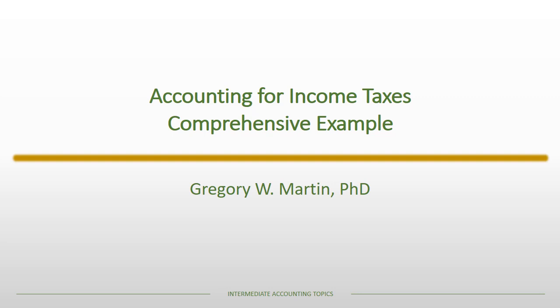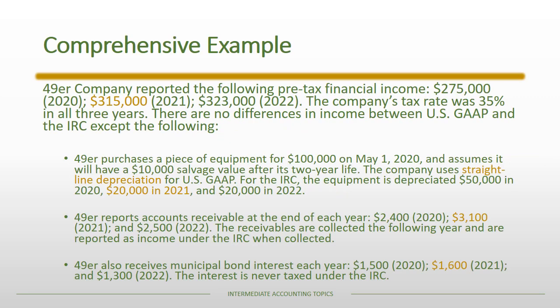Okay, so now this is part 2 of the comprehensive example, so we'll be dealing with 2021. So we take all the information from the problem that relates to 2021, our pre-tax financial income, the depreciation under each system. Of course, the difference here in 2021 compared to 2020 is that they've held the asset for a full year. And of course, we have the receivable from 2021 and also the municipal bond interest from 2021.